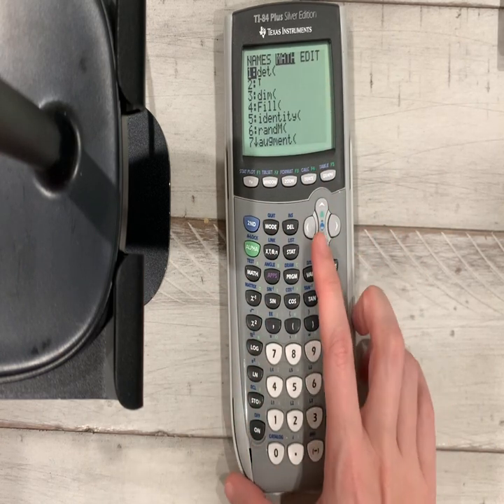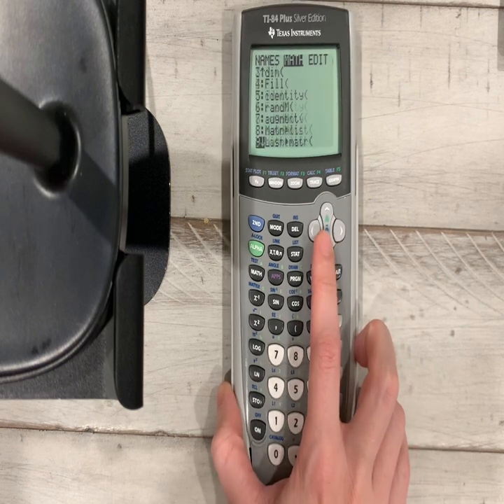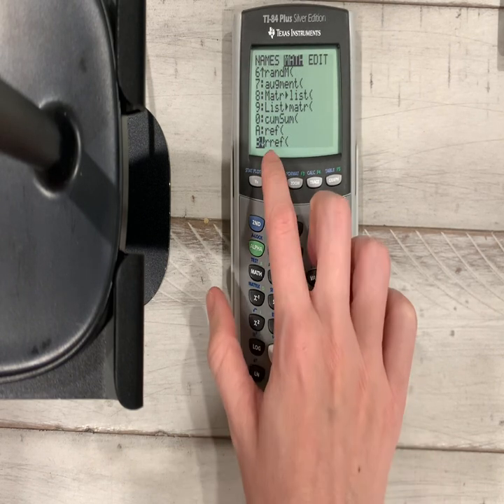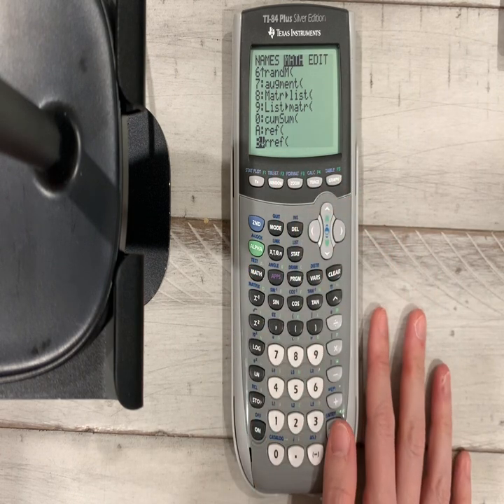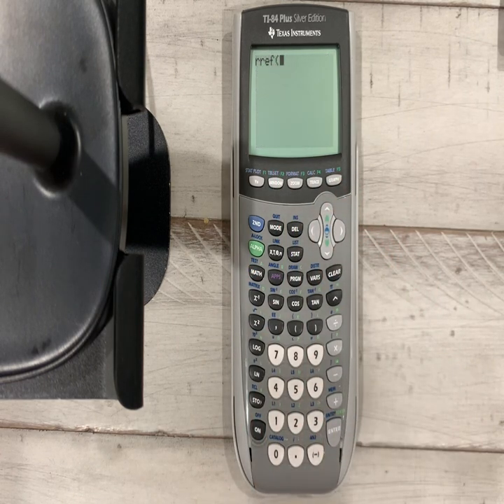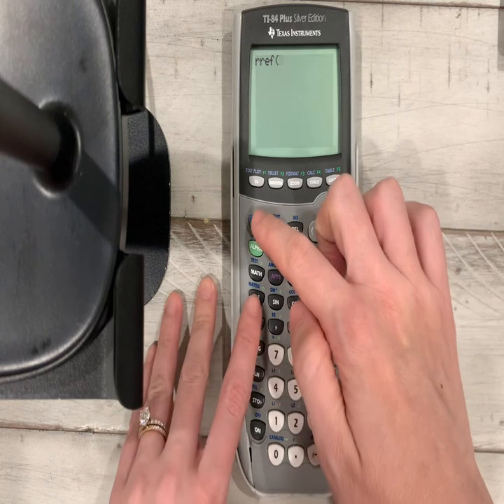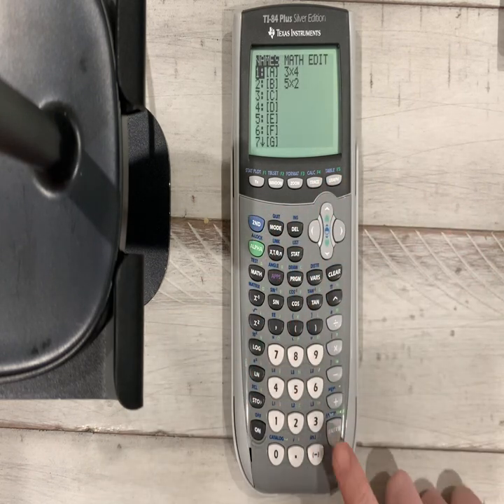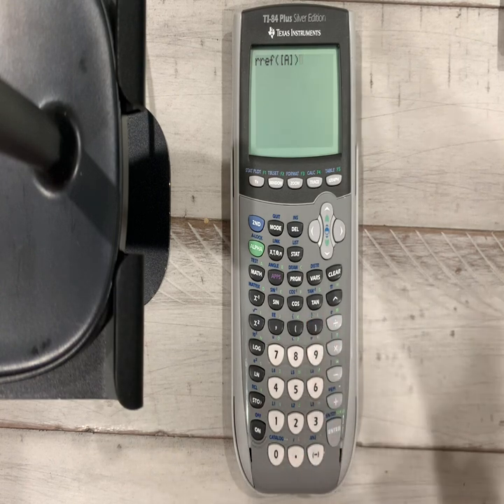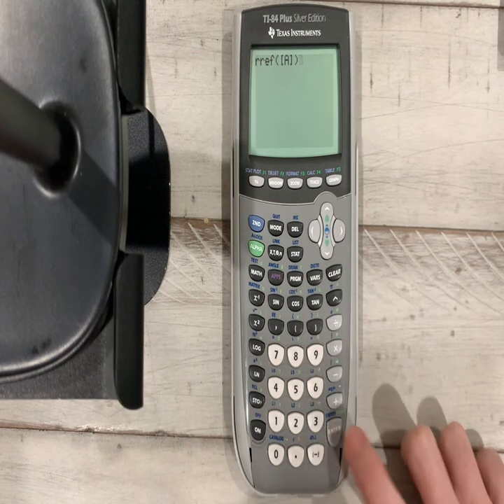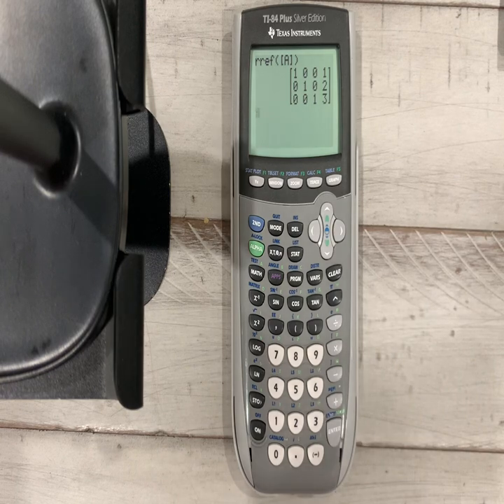Go across to math and you're going to go all the way down to option B. And you'll see it says RREF, reduced row echelon form. It's exactly what we want to look at, so we're going to click on that. And then you're going to go second and matrix again and click on matrix A. That is the matrix that we want to find the reduced row echelon form of. Click enter. And you'll see it's the exact same matrix that we got by hand.